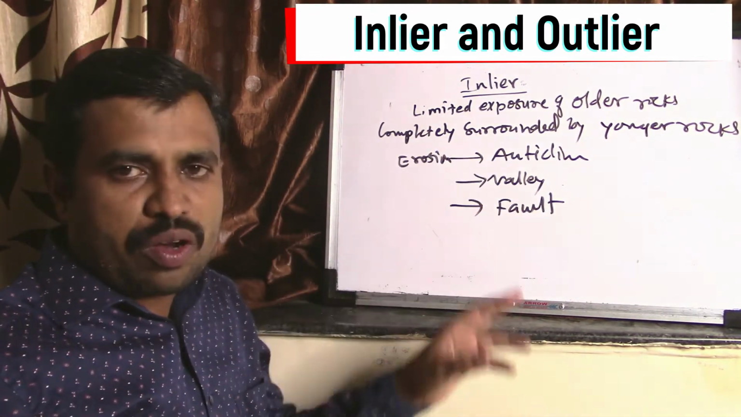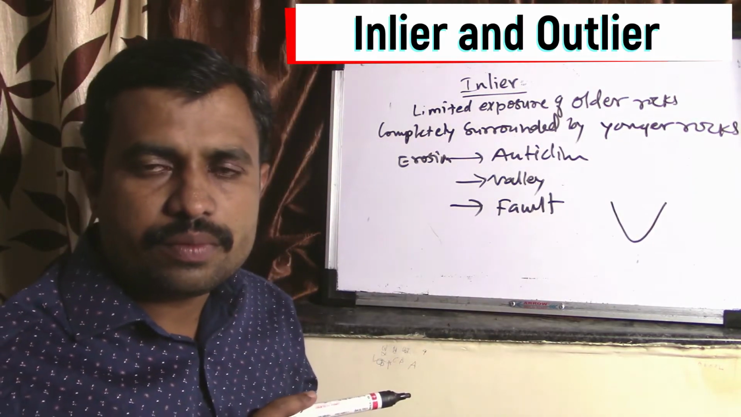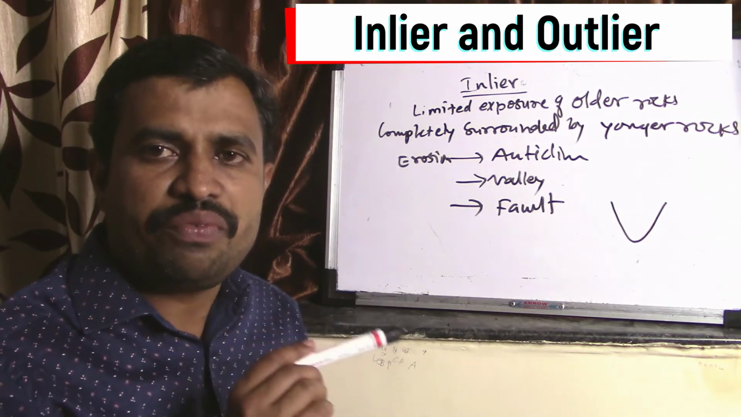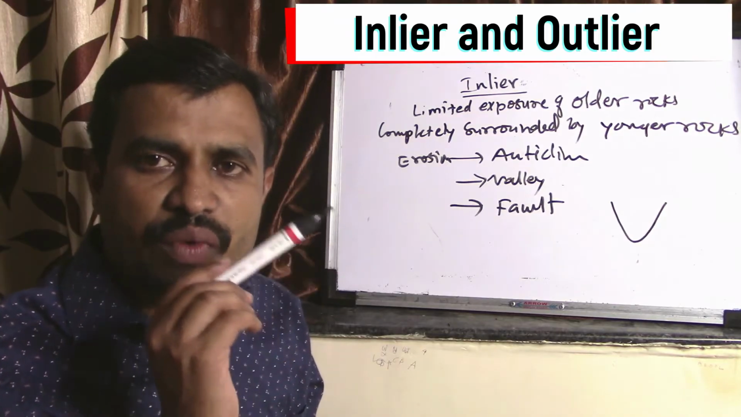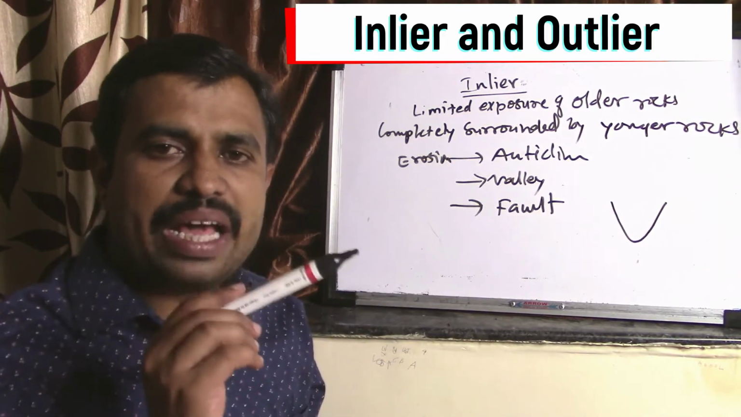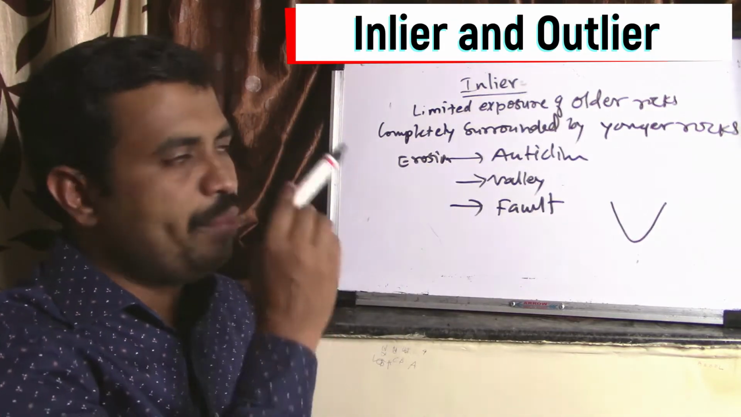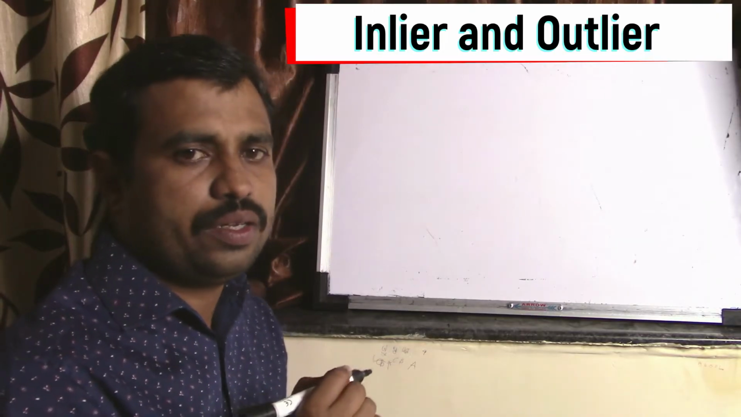So the limited exposure of old rocks, the presence of inlier and outlier, shows the presence of differential erosion. Inlier is generally found at the valley bottom, whereas outlier is found near the hilltop. So this is the basic criteria behind the inlier and outlier, and how they are generally formed.